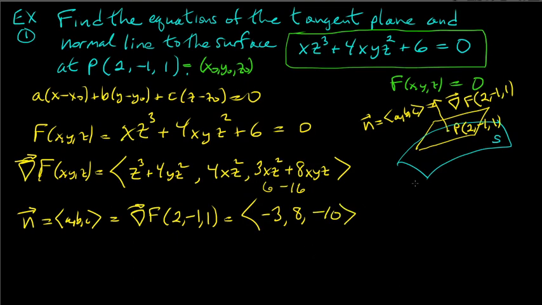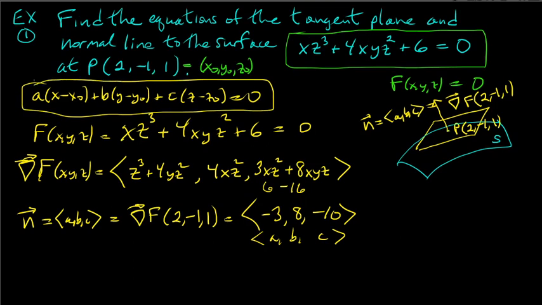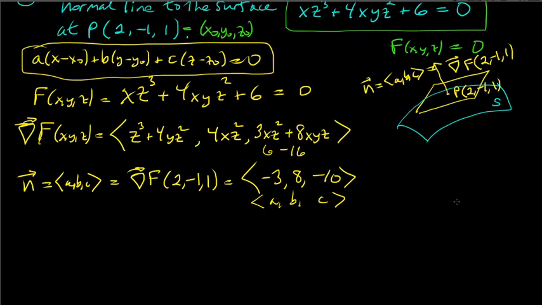Yeah, I think that's it. Right? So I think that's my n. So this is my a, b, and c now. So now you just plug all these numbers into the equation of a plane, and you'll get your tangent plane.